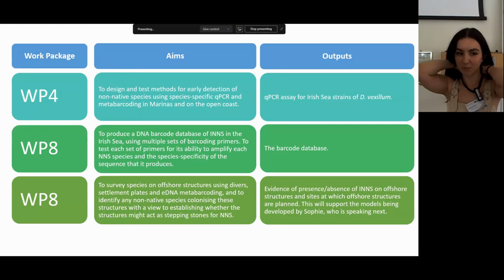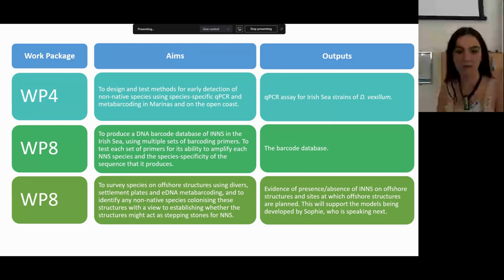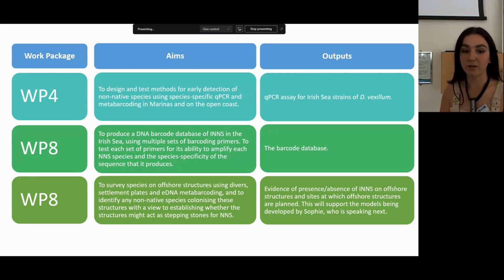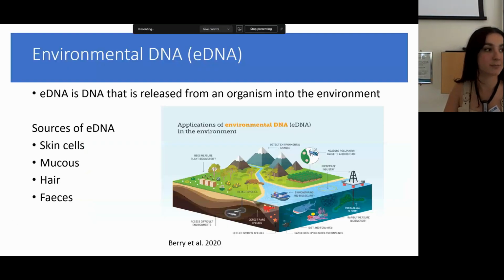And then the second output of work package 8, or the aim, is to survey species on offshore structures using divers, settlement plates, and eDNA metabarcoding, and to identify non-native species colonizing these structures. The output of this is evidence of presence and absence of invasive non-native species on offshore structures, at sites at which offshore structures are planned. And this will support models being developed by Sophie, who is speaking next.